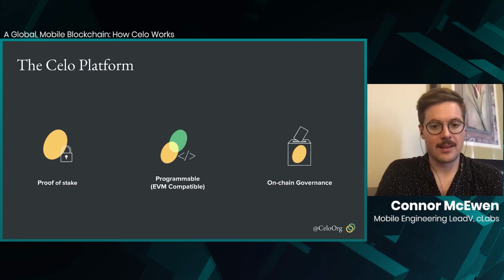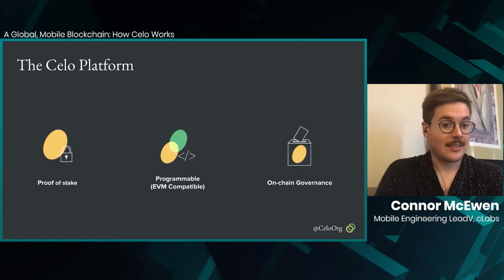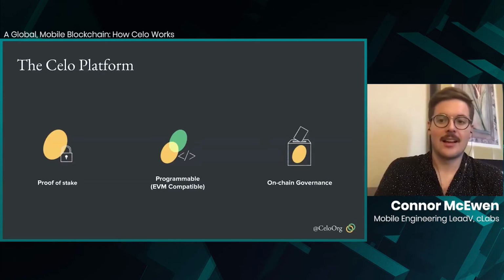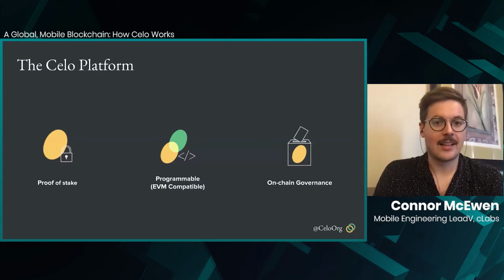Another interesting bit about the protocol is that we have full on-chain governance. So that means that you can change things like the number of validators and a bunch of other interesting pieces of the network just through voting on-chain.